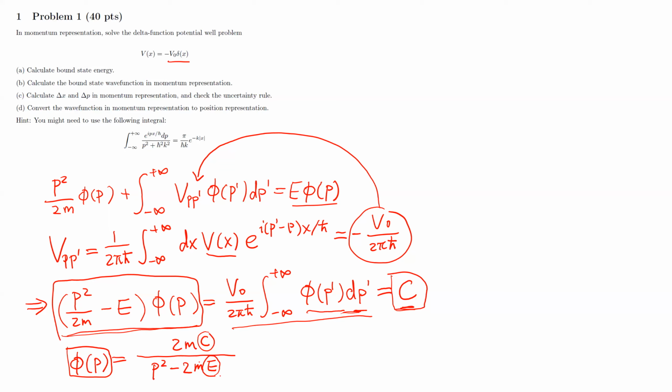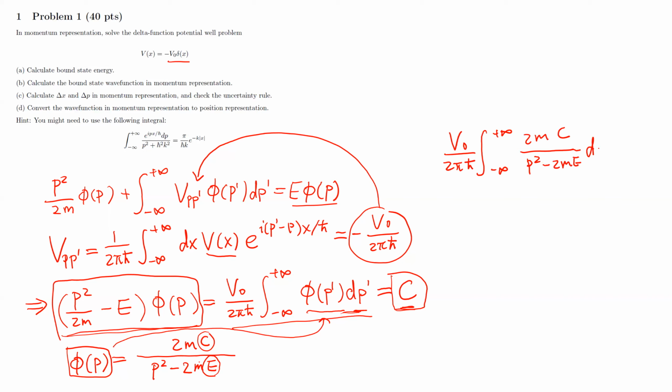Okay, so if we know these wave functions, we can put this wave function back into the original integral and see whether we can use a self-consistent method to solve for the constants C and E. So in this case, what we're doing is putting this back, V0 to pi h bar minus. So this is 2mC over P squared minus 2mE.